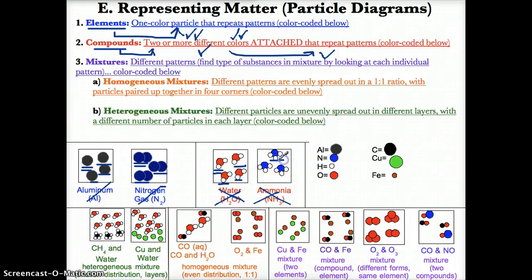Here, the one unique pattern is one blue, three white, and we know it's a substance because it repeats everywhere. It's the same everywhere, so we know it's a substance. It's either an element or a compound. Let's establish what it is.